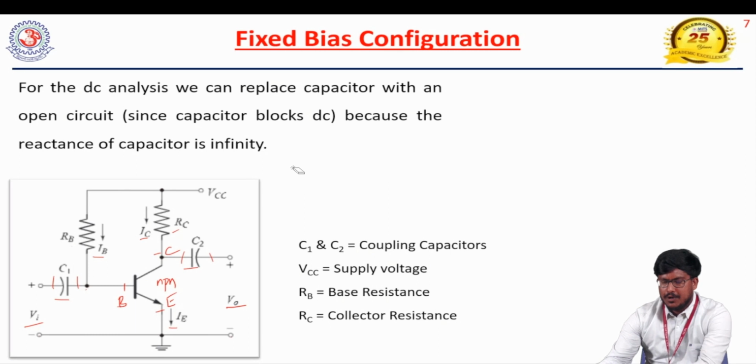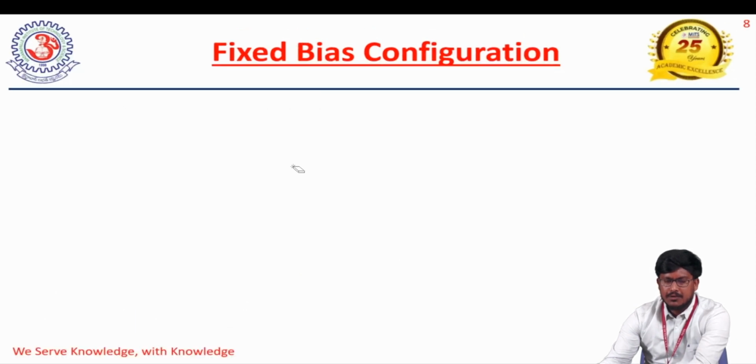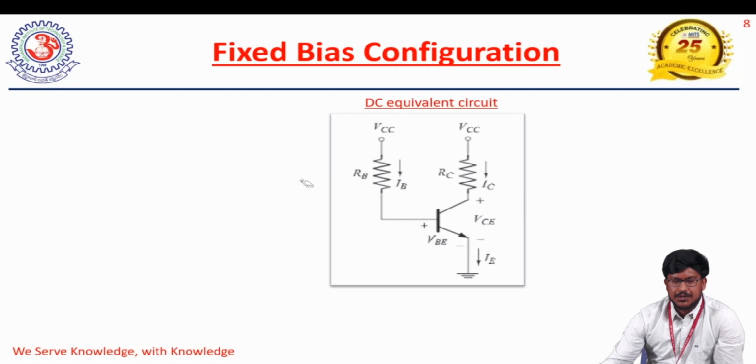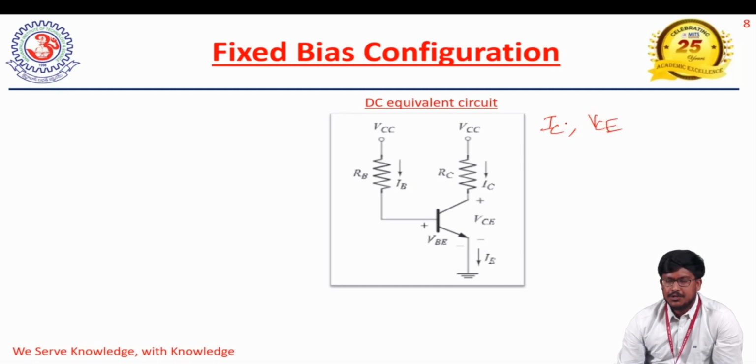Coming to the next slide, we have the DC equivalent circuit. As I said, we are not going to consider the capacitors; we are going to keep them as an open circuit. The main intention of the biasing concept is to determine the operating point of the transistor. The operating point of the transistor is nothing but determining the collector current and the collector to emitter voltage. So we need to derive the equations for these two parameters in case of this fixed bias configuration.